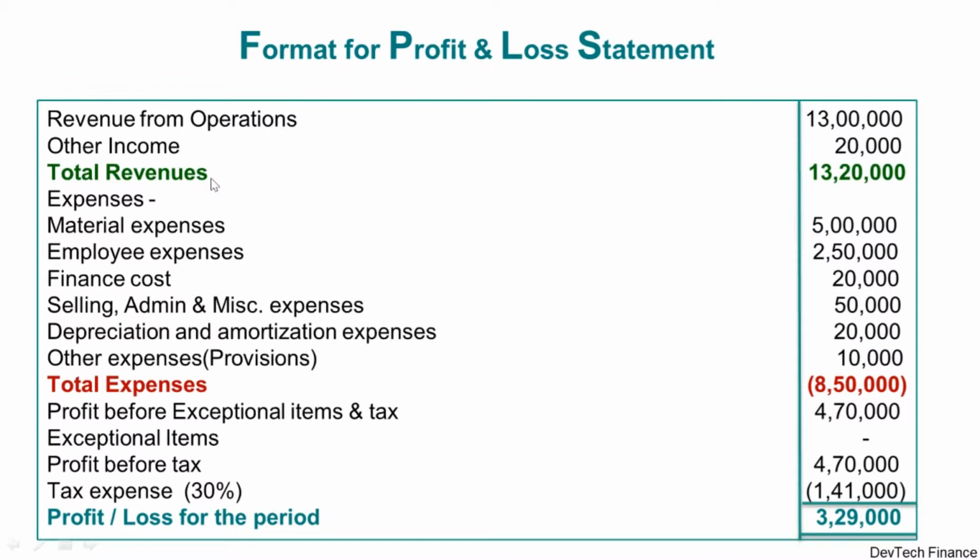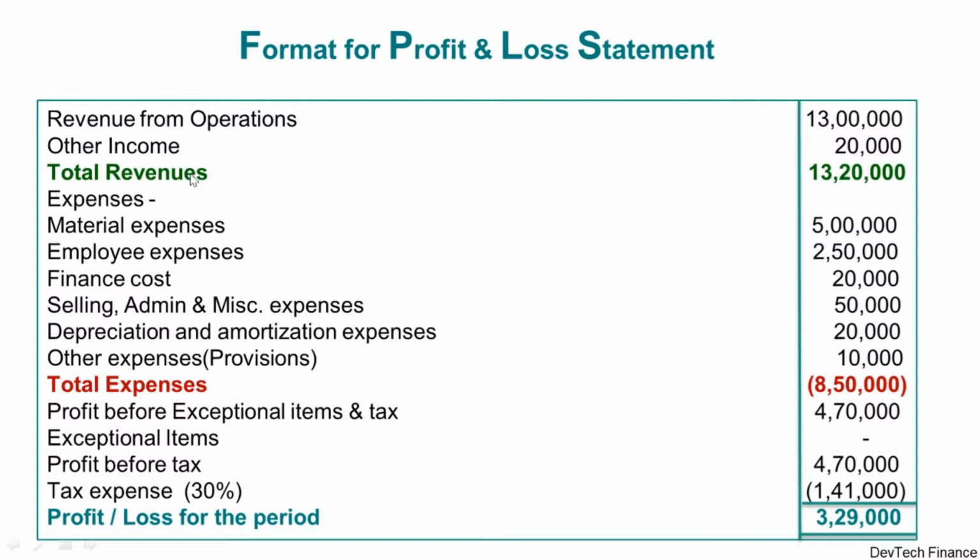We have to first consider the revenue sources. Revenue from operations is the core business activity from where the revenue is coming. So here I have mentioned 13 lakh rupees and other income is 20,000. In detail, we will understand all these categories in further slides, so just wait and be patient. This is total revenues, which by adding revenue from operations and other income, we got 13,20,000.